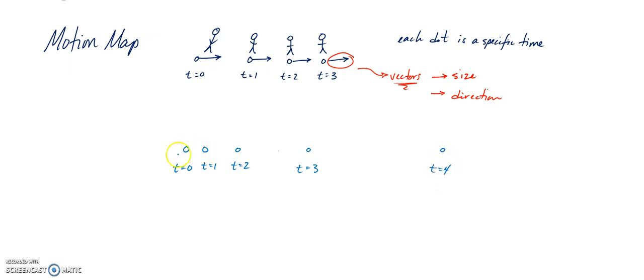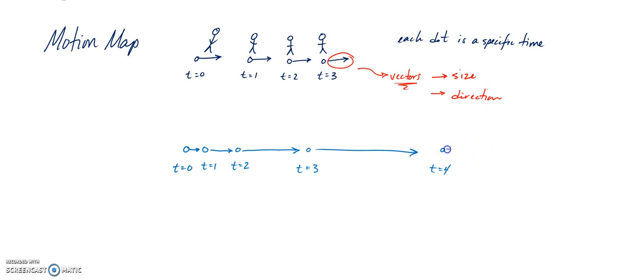So I can see that this distance between these dots is growing. So maybe in their first step they were going this fast, the second step they were going this fast, and then they went this fast, and then they were going really fast. So here I can see, by looking at the size of the arrows, that they were going faster and faster and faster. I can also see by the direction of the arrows that they were always running forward.